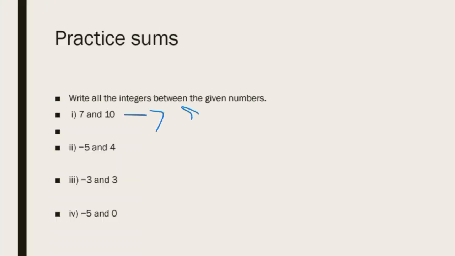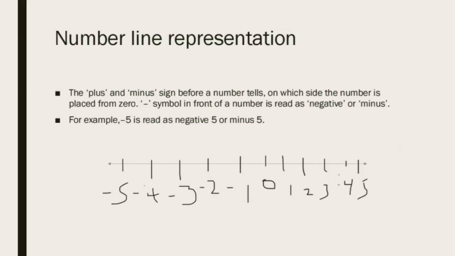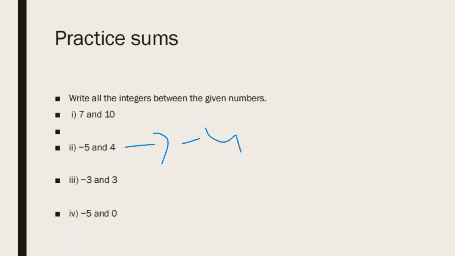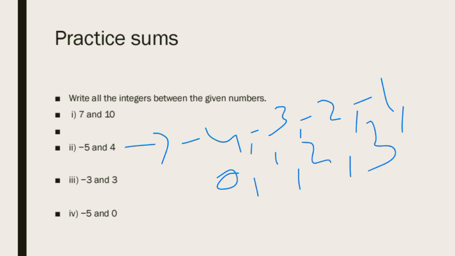Right. 8, 9. Write all the integers between the given numbers -5 and 4. Count how many numbers there are. -4, -3, -2, -1, 0, 1, 2, 3. How many numbers are in between -5 and 4? 8 numbers are there. Right. -4, -3, -2, -1, 0, 1, 2, 3.